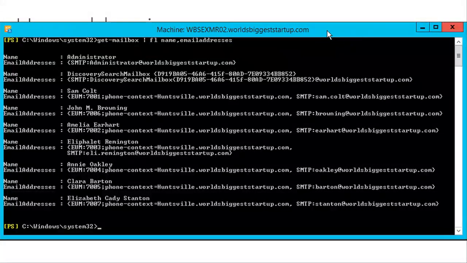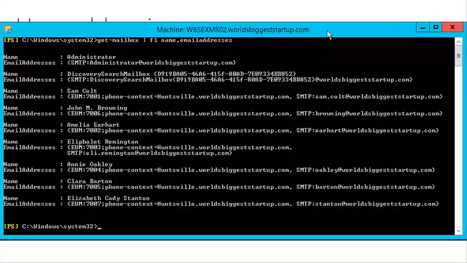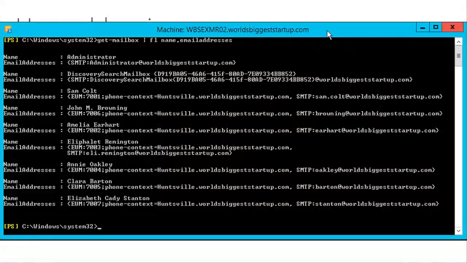As you can see here, my Discovery Search mailbox doesn't have an EUM proxy address. Administrator doesn't have one. But Colt, Browning, Earhart, Remington, Oakley, Barton, and Stanton all have them because they're all UM enabled. And so each of their addresses is of the form EUM, a phone number, and then a phone context. The phone context is just the name of an Exchange dial plan or a Lync dial plan. Okay, doesn't matter which. Again, Exchange doesn't care. The only thing it's looking for here is when I receive a diversion header, I need to know what extension to look for to use as a match. Okay?